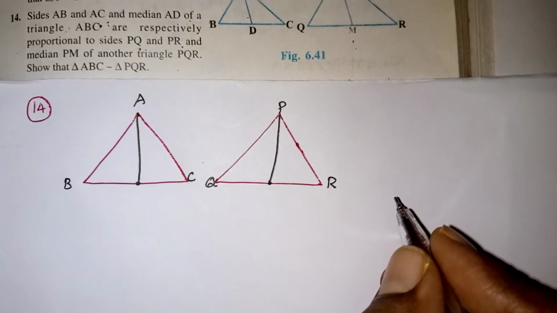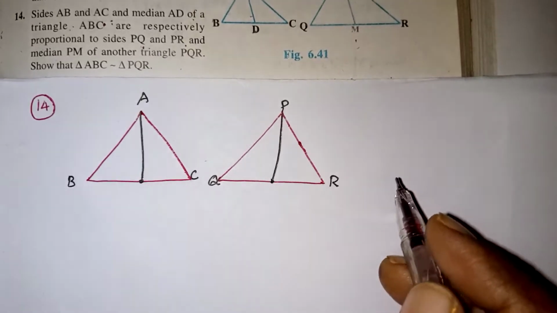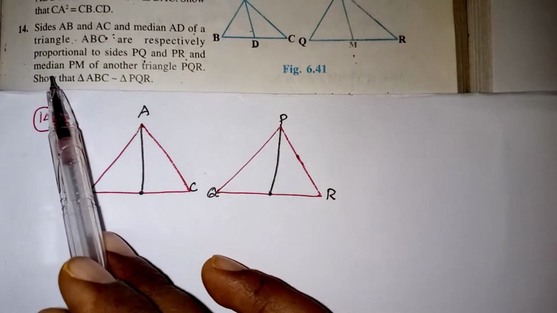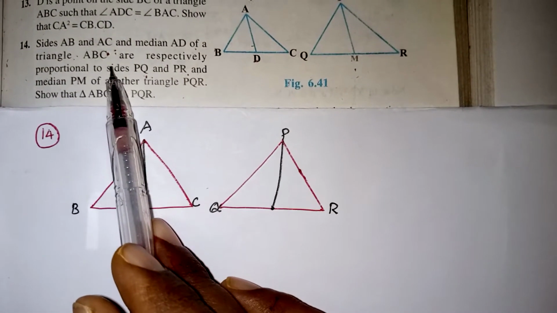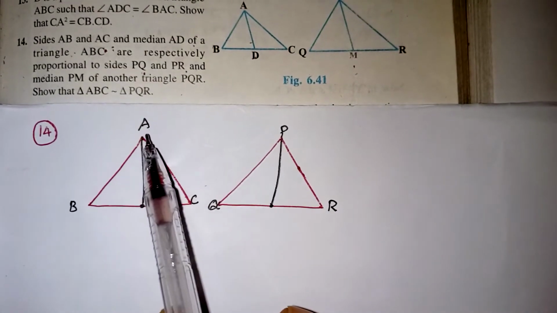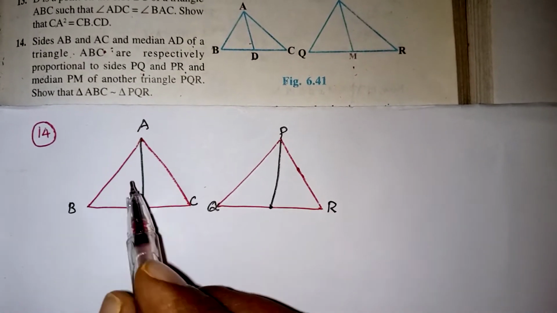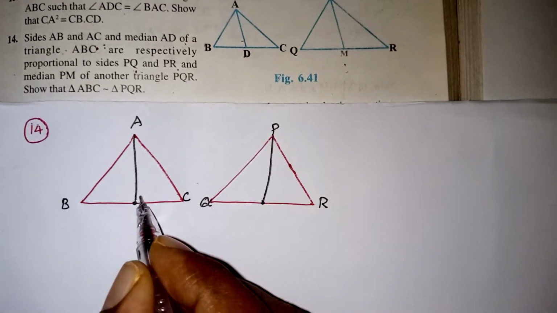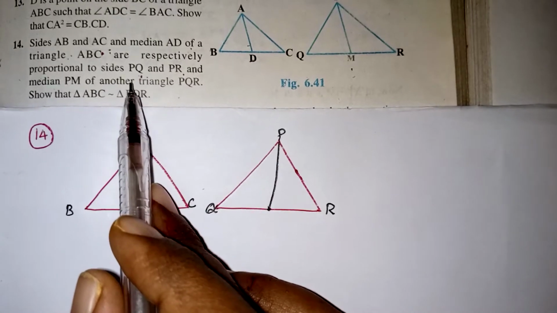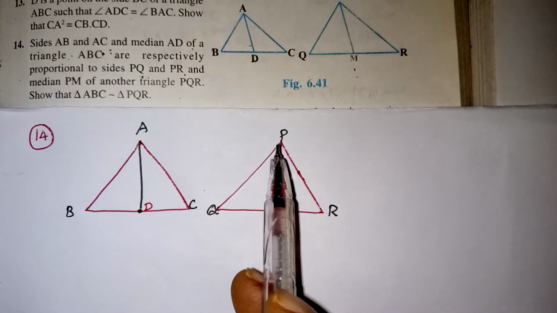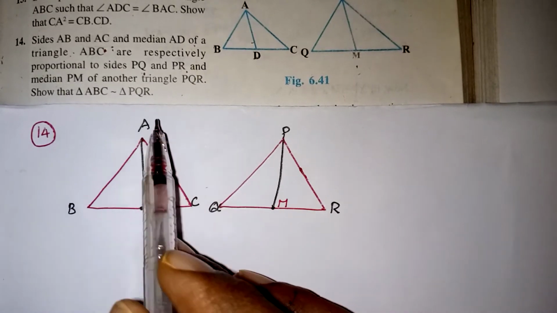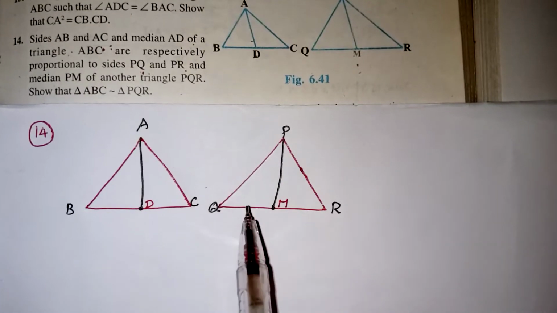Hi students, in this video we are going to learn question number 14 from the triangle chapter. Our question: sides AB and AC and median AD of a triangle ABC. So we have taken a triangle, so the vertices are A, B, C and the median is AD, respectively proportional to the sides PQ, PR and median PM of another triangle PQR. That's what we have drawn here.